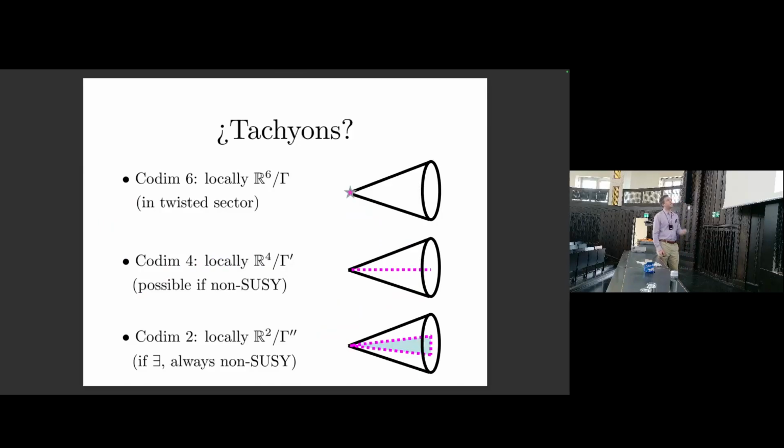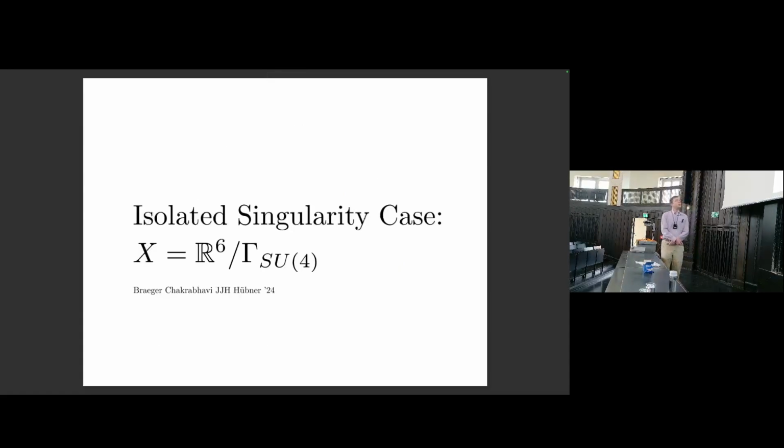OK, so what kind of tachyons? I already said this, but I'll say it again. We'll always have a tachyon here, and we might have more tachyons depending on the dimension of interest. Let me first begin with the simplest case, where we expect the game to work pretty well.